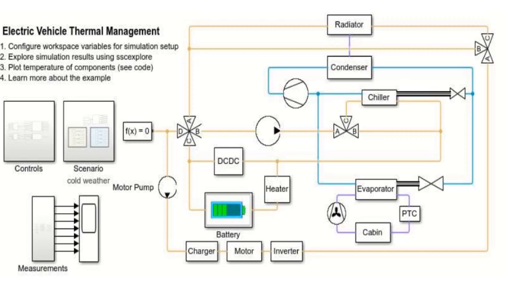So here we have different components: radiator, condenser, chiller, evaporator, cabin, heaters, right? And powertrain blocks here: powertrain, charger, motor, and inverter. You can clearly observe here the powertrain components: DC to DC, charger, motor, inverter, and the battery. And these are related with the thermal components, right? Radiator, condenser, chiller, evaporator.